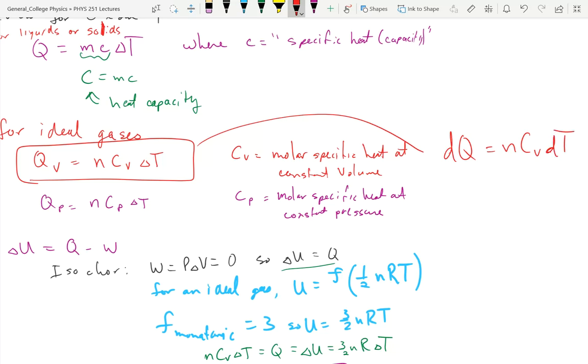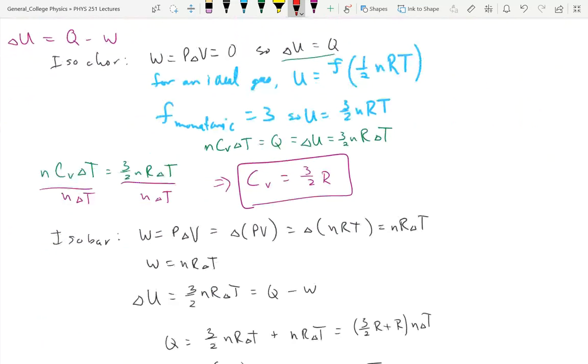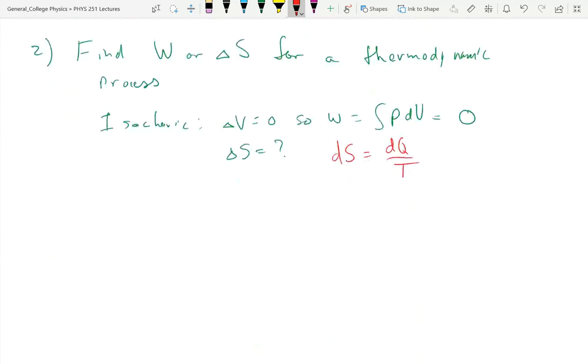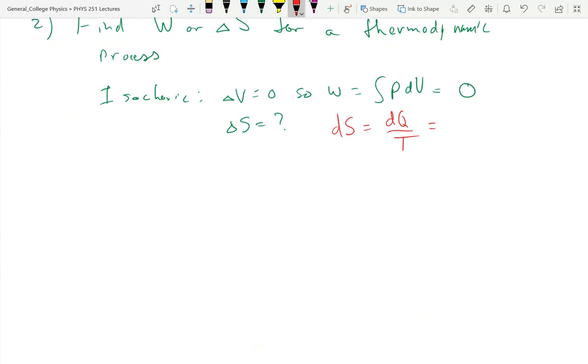And notice Q became dQ. That doesn't seem right. That's because Q is actually already a change. That's why we often put that slash on the dQ, to indicate that dQ is what we normally call Q. So in this case, dS would be equal to nC_V dT over T. So how do I find the change in entropy then?